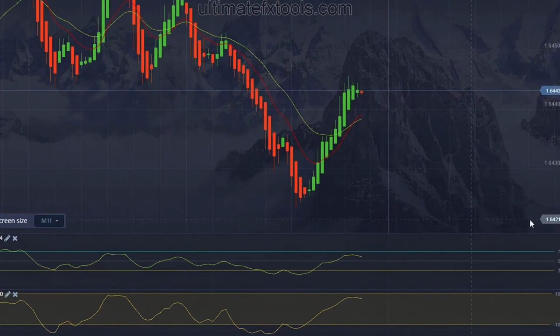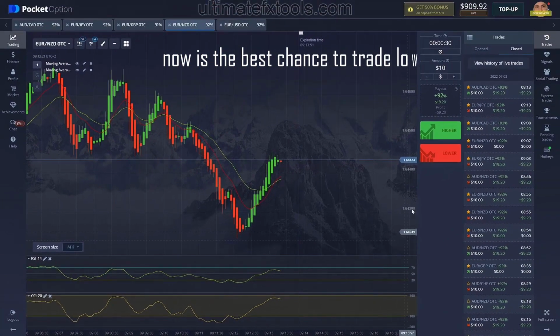As shown here, all indicators and oscillators are aligned with our strategy. Now is the best chance to trade lower.